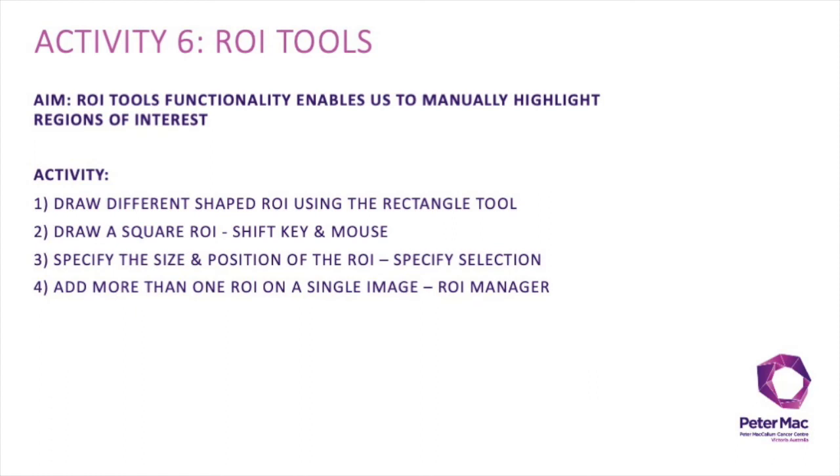So activity 6 is to go through some of those regions of interest tools. This is allowing us to manually highlight regions of interest within our image. So the first activity is to draw different shaped ROIs using the rectangle tool, the ellipsoid tool, the line tool, etc. Next thing is to try and draw a square region of interest, holding the Shift key whilst you're drawing the ROI. Next one is to specify the size and the position of the region of interest using the Specify Selection tool. Then you can use the ROI Manager to add more than one region of interest onto the image.